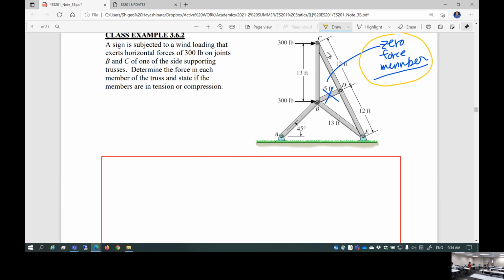Okay, so this is member CB, member CD. Internal force is developed for those two members, right? If you apply summation of force in x and y direction, you can find out those two unknown internal forces for those two members. That's it. Okay, so drawing joint C as a free body diagram, you can find out internal force for those two. That's the first step I would do.